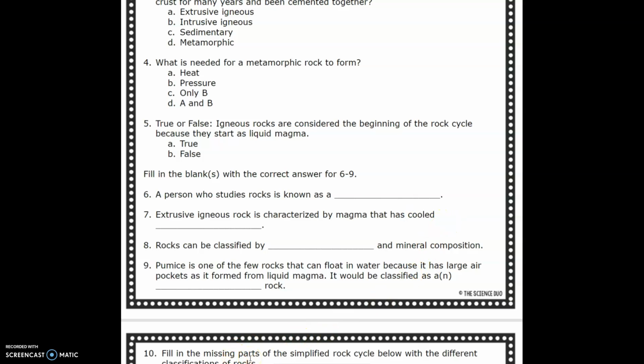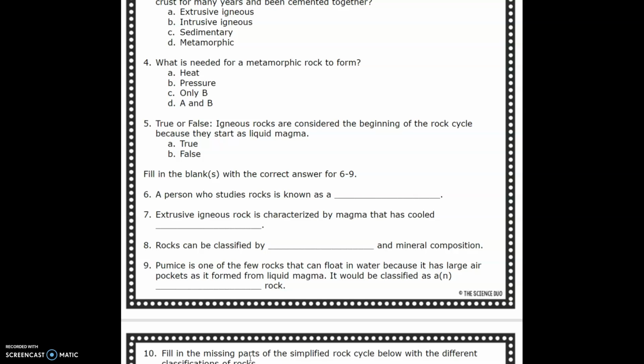Number 8, rocks can be classified by blank and mineral composition. Starts with a T. Texture. So rocks can be classified by texture and mineral composition.